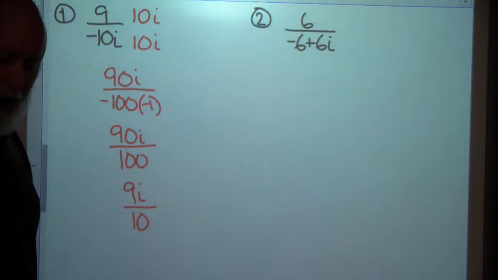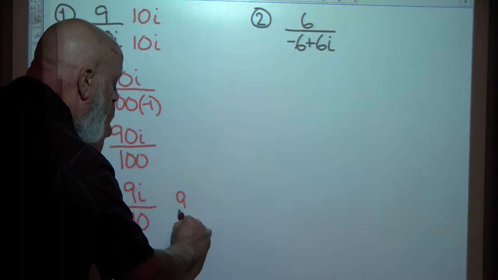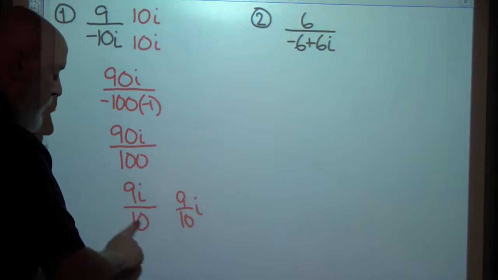Okay? And let me make sure that that's correct. Yay! A lot of people will write it like this, 9 over 10, and they'll stick the i out to the side. That's fine. Our worksheet will have the answer listed like this.